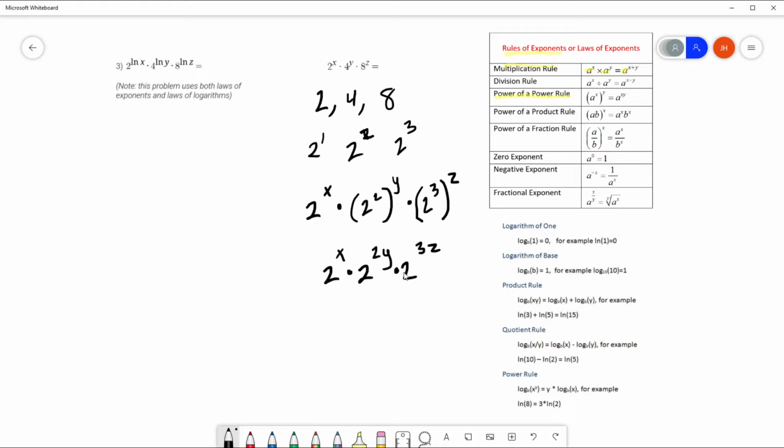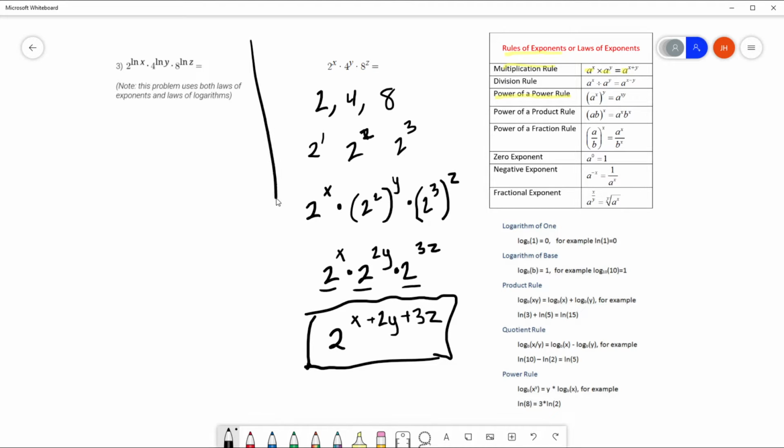Now that I have exponentials that are all of the same base, right, base 2, I can actually use my multiplication rule. And when I have exponentials with the same base multiplying, their exponents can add. So this ends up being 2 to the x plus 2y plus 3z, right? So that was the solution to that problem.